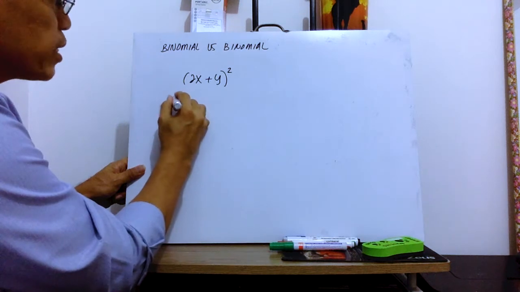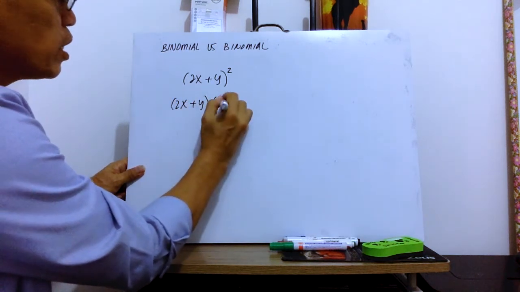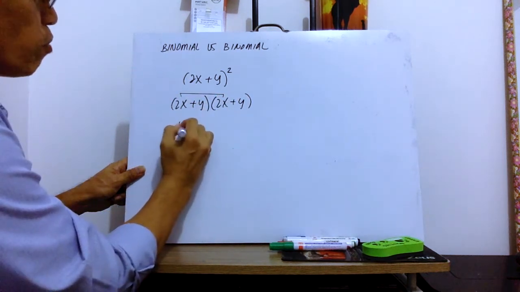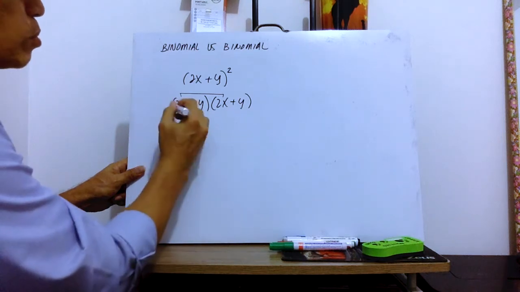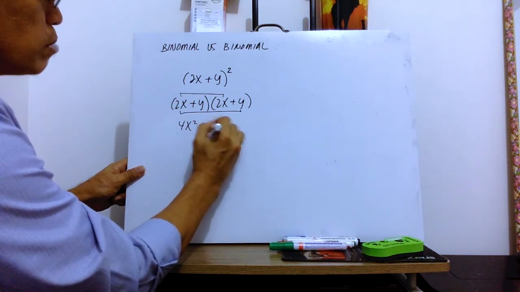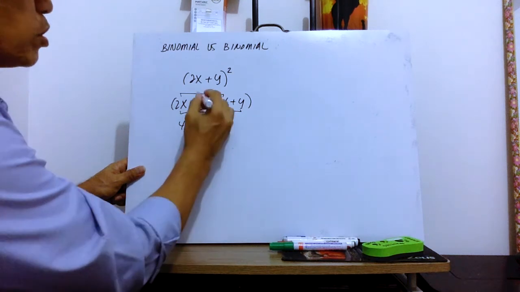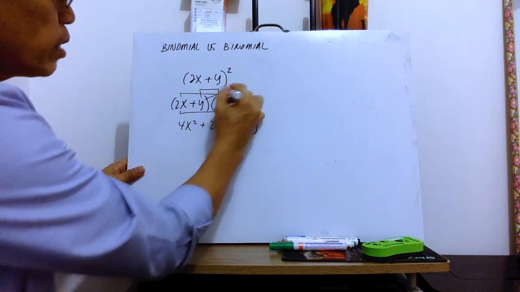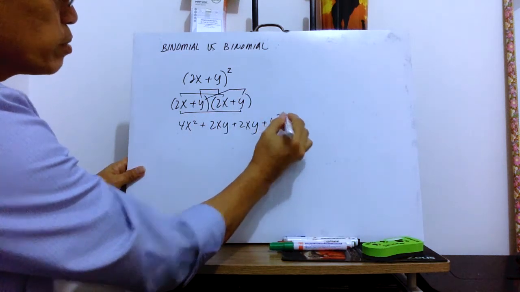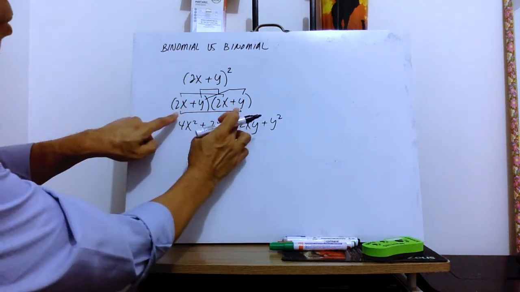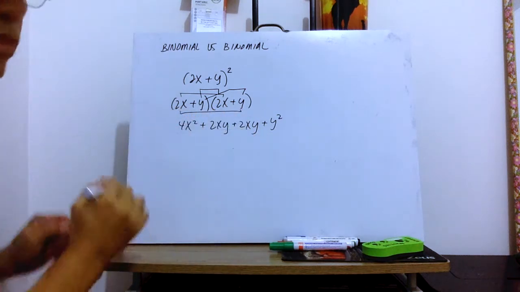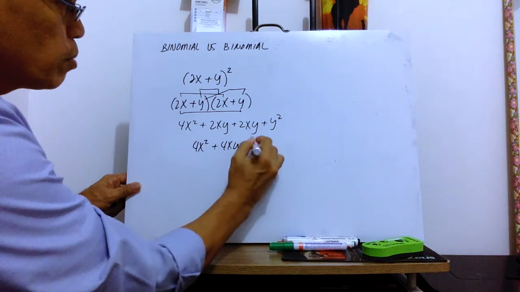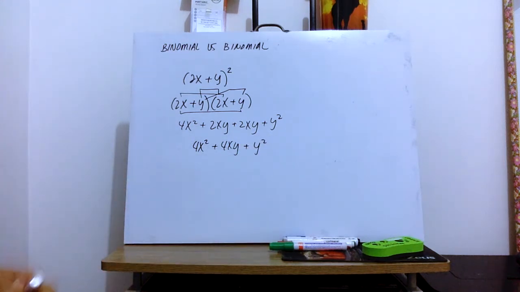FOIL method is like this: 2x plus y, then 2x plus y. Multiply: 4x squared, 2xy, 2xy, y squared. Then combine like terms. 4x squared plus 4xy plus y squared. There. But there's a shortcut.